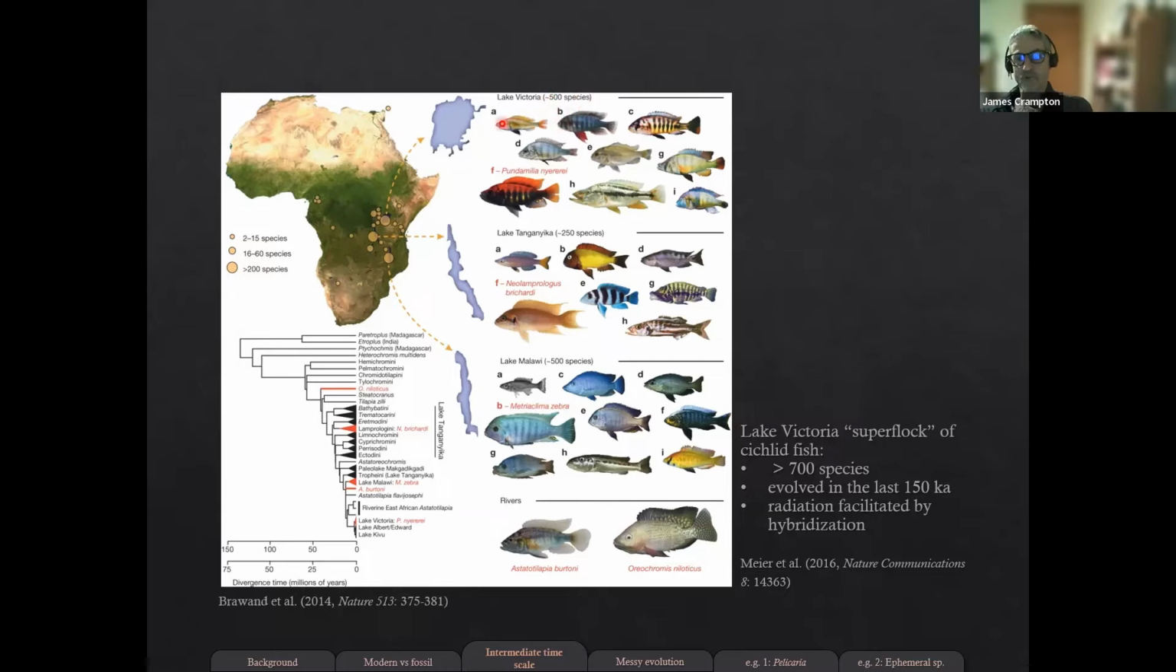We now know there's more than 700 species of cichlid fish living in Lake Victoria that have all descended from that one ancestor. And the same happens in Lake Tanganyika and Lake Malawi and so on. They've all done the same thing, these vast numbers of species, but that's happened over 150,000 years. And that sits fair and square.